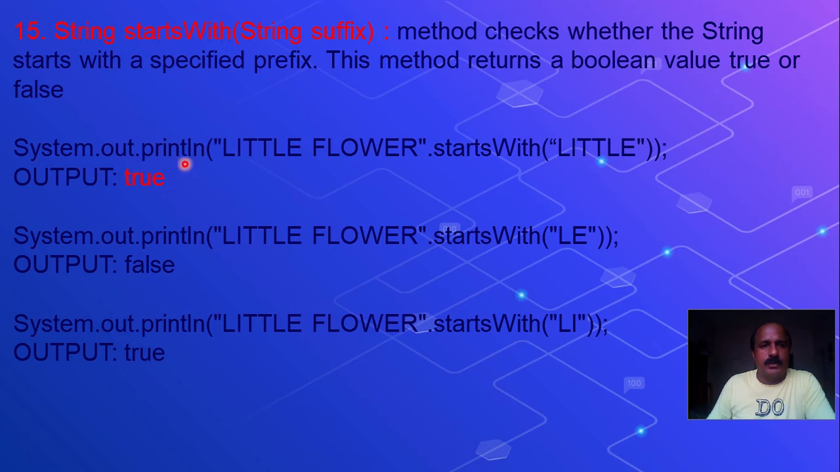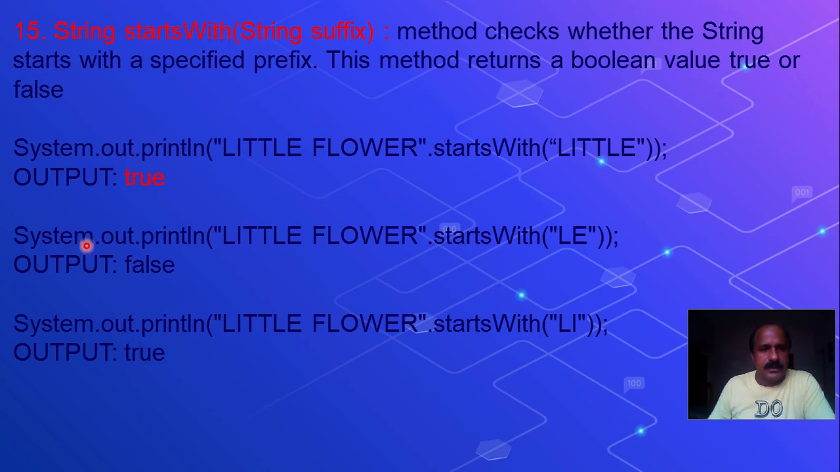System.out.println("little flower".startsWith("little")). We are checking whether this string, little flower, starts with these letters. Look here: little and little, both are the same. So little flower is starting with little. That's why it's returning true. It has a boolean return type, remember.